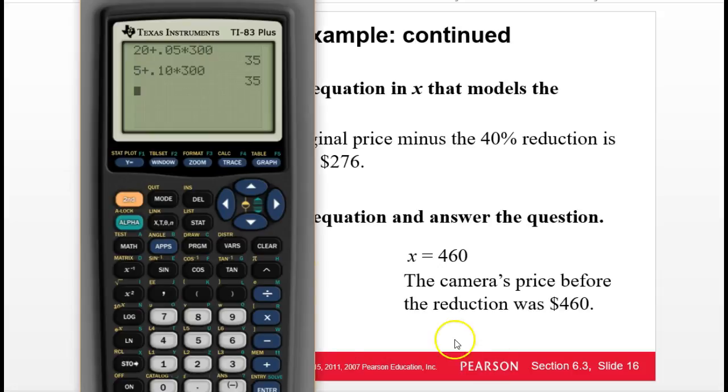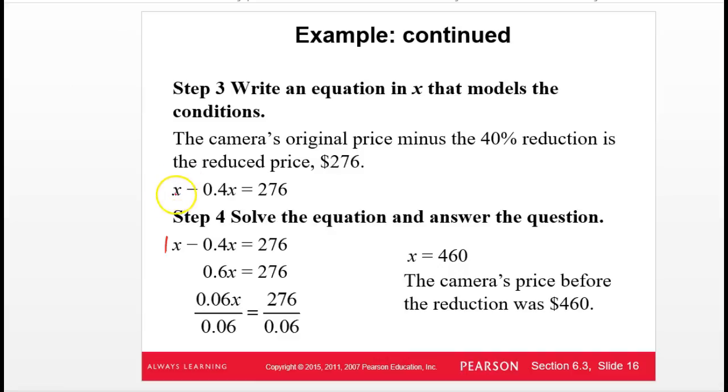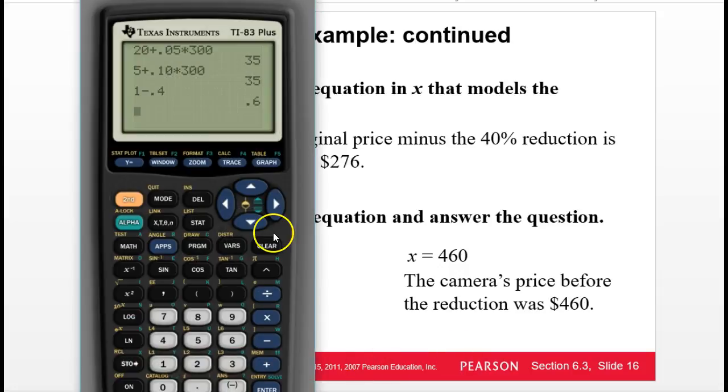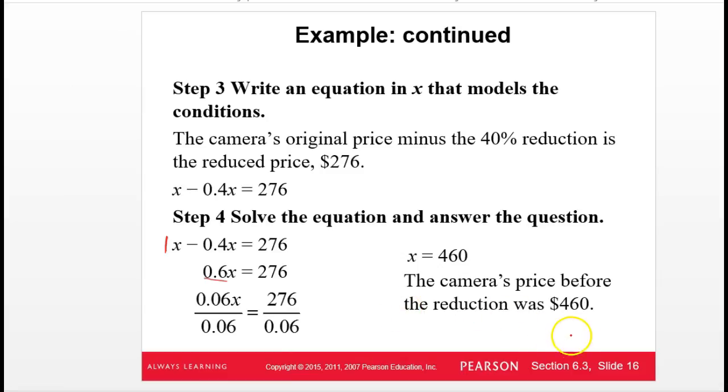And all we're doing here is we're taking the 1 and we're subtracting the 0.4. And that's where that 0.6 is coming from. So 1 minus 0.4 is 0.6. All right, we're combining the like terms. And then the last step with these, if we have a variable on one side and a constant on the other, we just divide away the number that's in front of the x. It's being multiplied. Inverse of multiplication is division. So we take the 276, we divide by the 0.6, and that's where that 460 is coming from. So that means the camera was $460 before we reduced it.